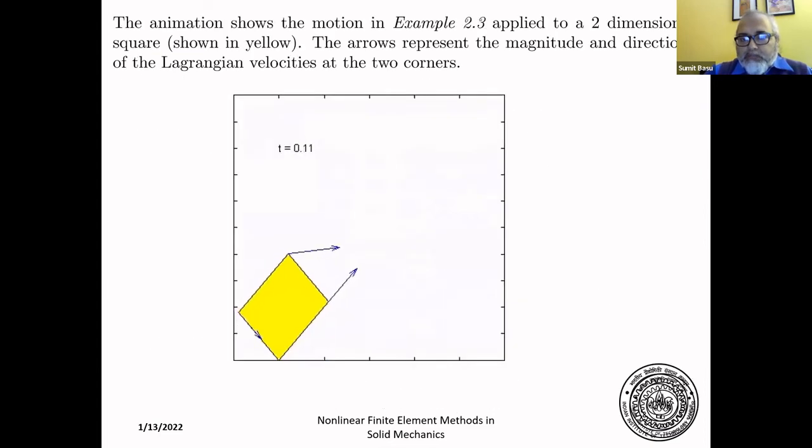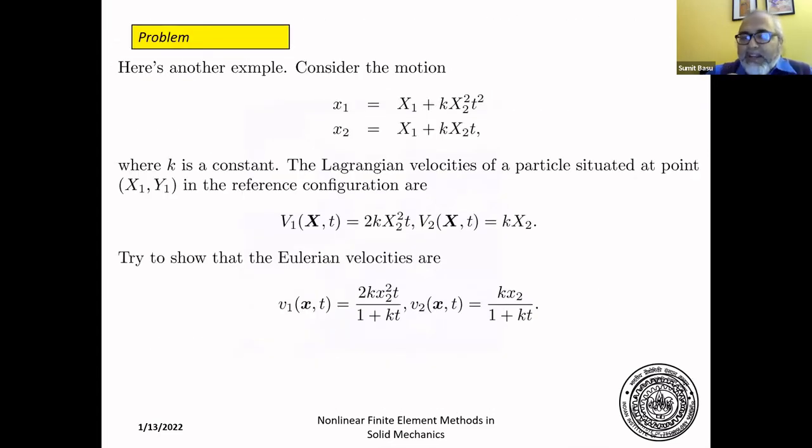Right. Now, let's look at another example to understand this a little bit more. So this is a motion. Again, x3 is equal to capital X3. So I'm not writing it. So this is a two-dimensional situation. Okay, k is a constant, and then again let's find the Lagrangian velocities of a point. So I take derivatives of this with respect to time. This is not a function of time, and this will give you 2 x2 squared into k into t.